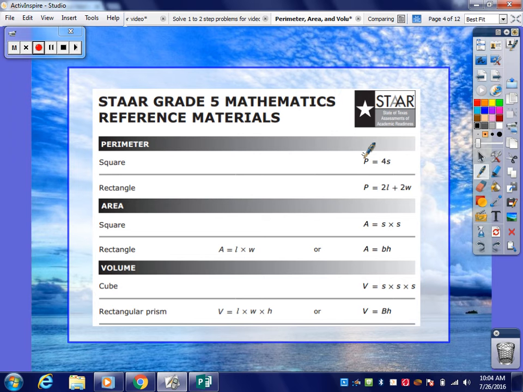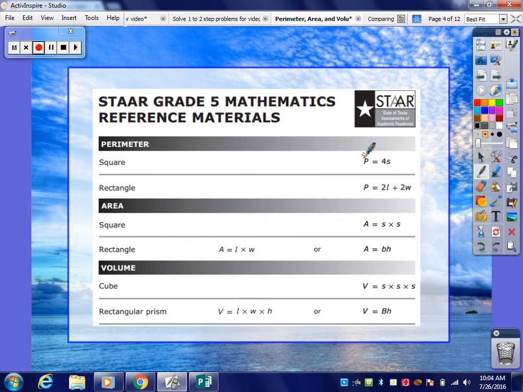Why do you think we can just multiply the side times 4? What do we know about squares? Josh? Good. Each side of a square, they're all the same length. So that's why we can just multiply the side by 4. It's the same thing as adding each side together.